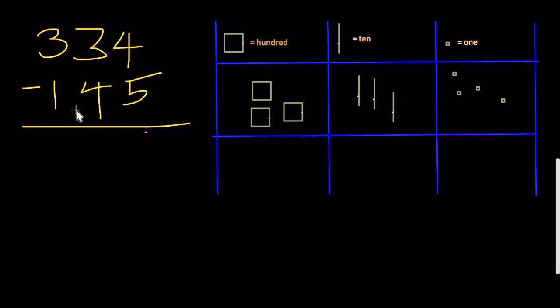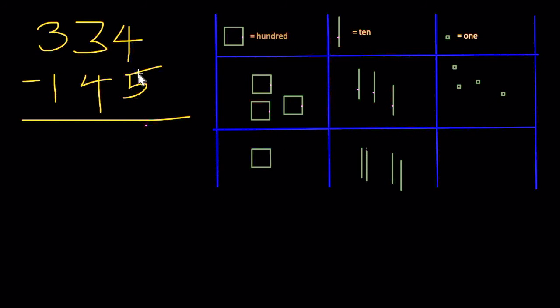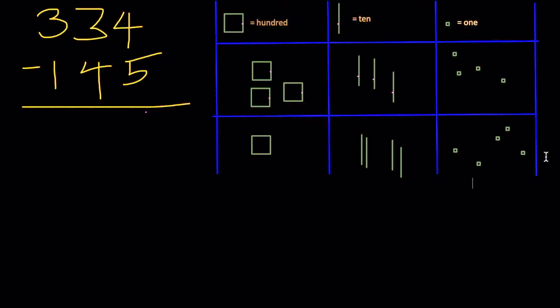We know that 145 has 100. So that means we're going to add 1 of these into this box. And since there's 5 ones, we're going to add 5 ones over here. Now that we have 5 ones, we can start subtracting.